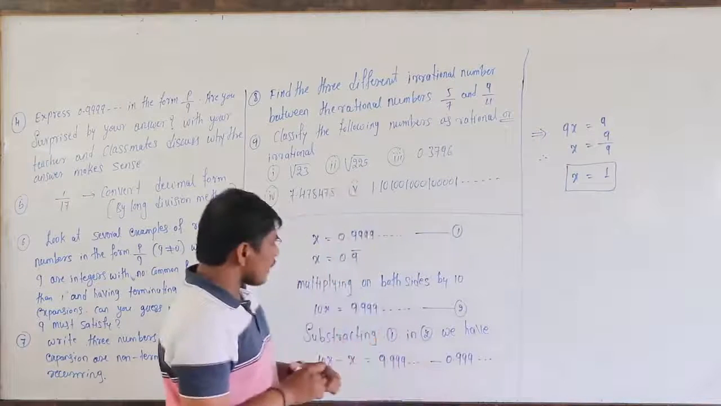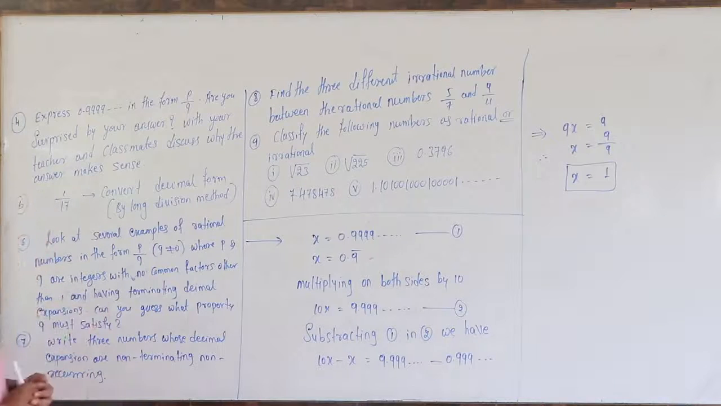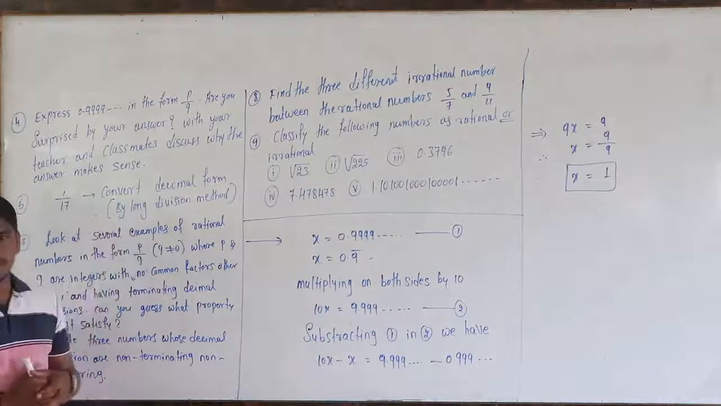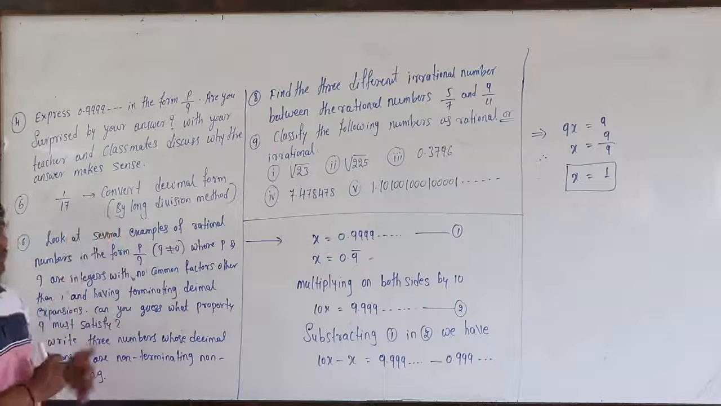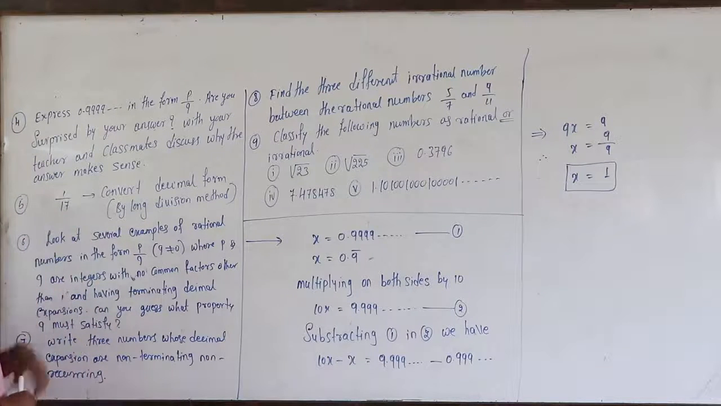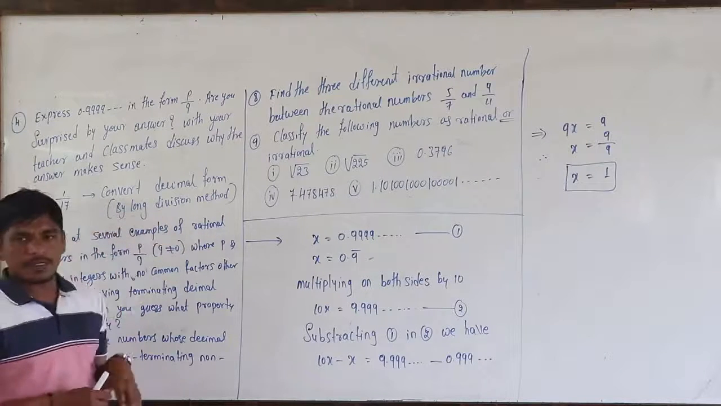Now, next example, the fifth one, 1 by 17. We convert it in the form of a decimal by using the long division method. You already know about the long division method. This is very simple. You have to solve this problem, 1 divided by 17. Up to 16 decimal digits are formed. That's why you have to use the long division method.